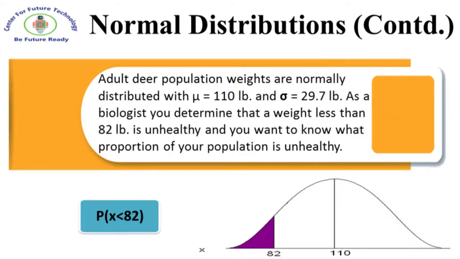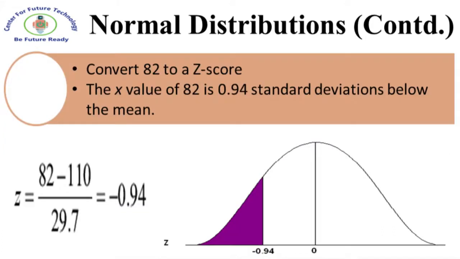Adult deer population weights are normally distributed with mean equal to 110 lb and s equal to 29.7 lb. As a biologist, you determine that a weight less than 82 lb is unhealthy and you want to know what proportion of your population is unhealthy. That is, probability X is less than 82. Convert 82 to a Z score. The X value of 82 is 0.94 standard deviations below the mean.